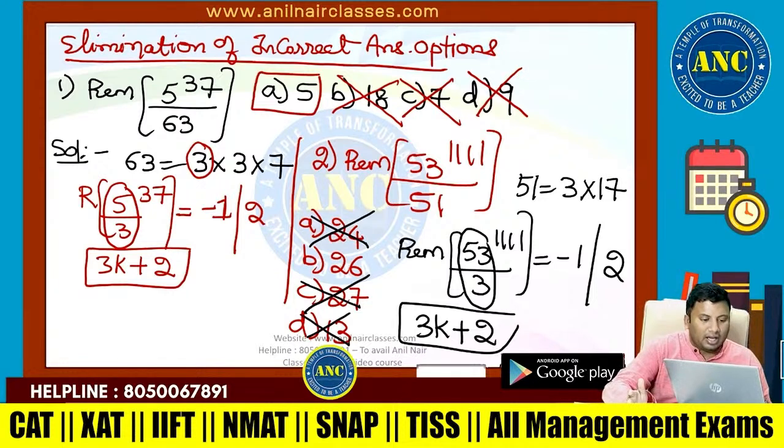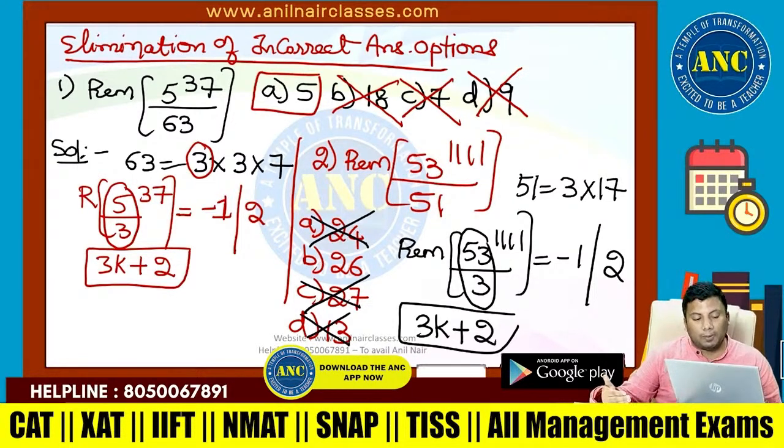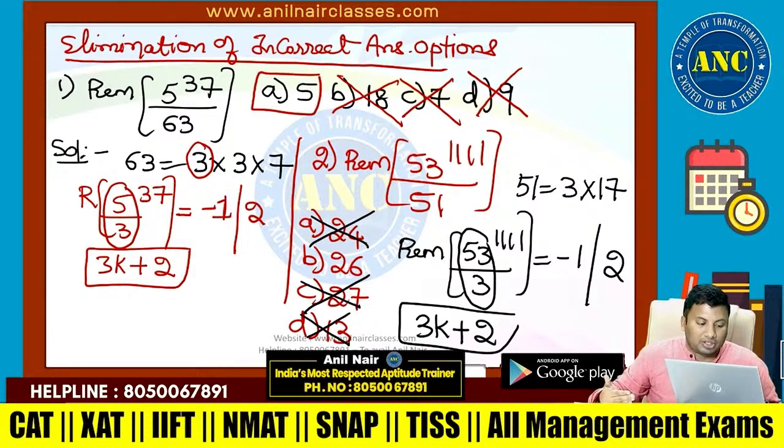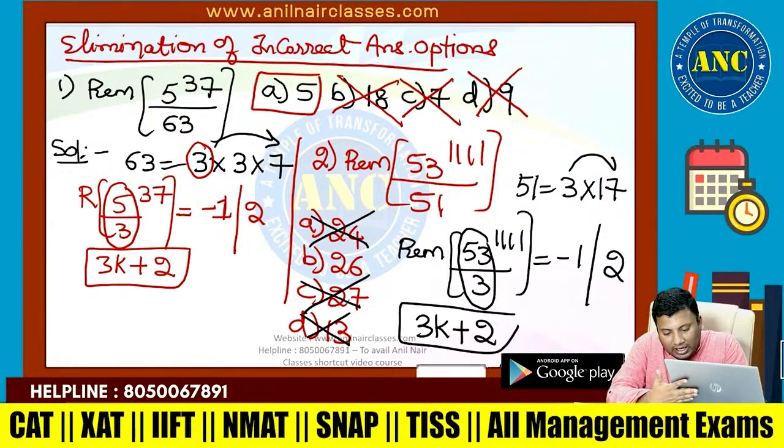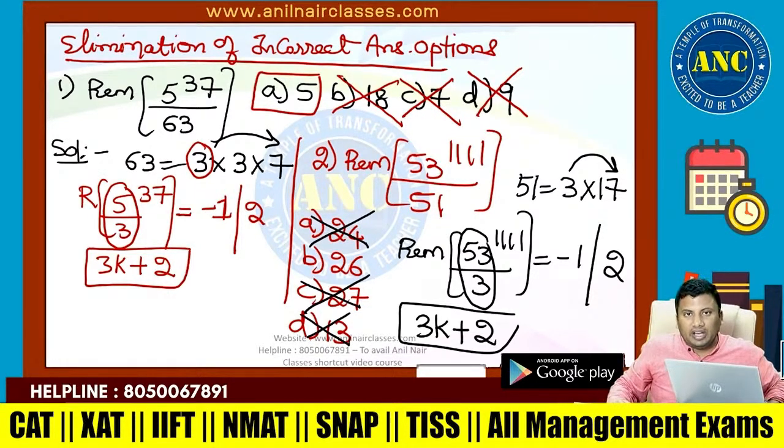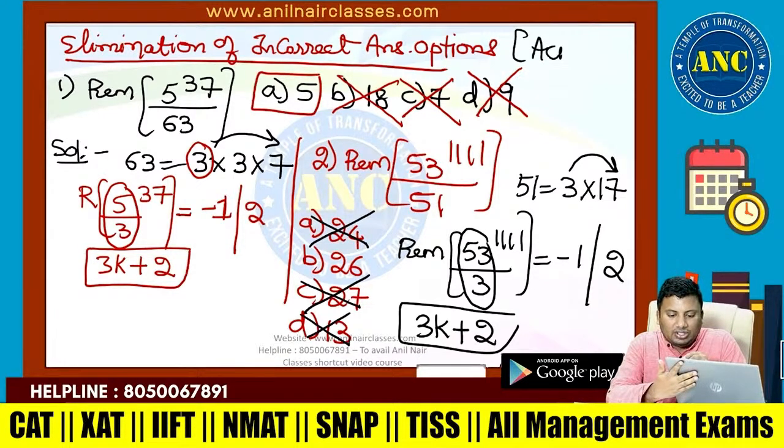Yes, you are right, Priya. If there is more than one answer option which is of the form 3k plus 2, go to the next prime number, that is 7. Yes, Priya, what you have said is right. We can also go for the Chinese remainder theorem. Once it is done, then it will be extremely clear to you. This is just like an acid test, elimination of incorrect answer options.